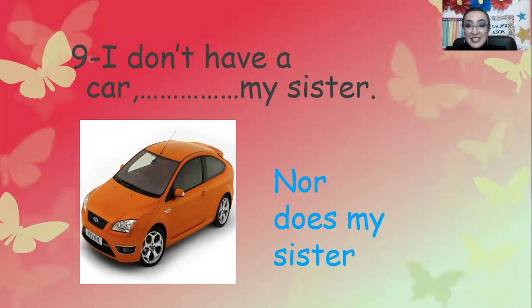Nor does my sister, or neither does my sister. Both of them are correct. I don't have a car. Nor does my sister, or neither does my sister. Do and does, because do is for I, and does is for my sister, for her, for the personal pronoun she. It doesn't matter if the auxiliary verb is going to be changing. The most important is that the auxiliary verb is the same in the tenses.